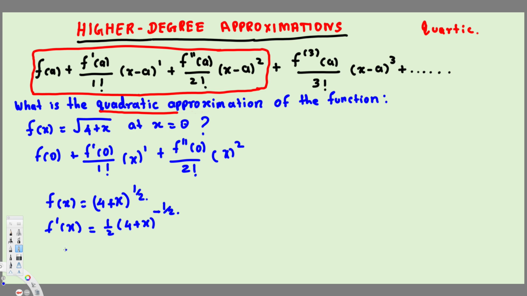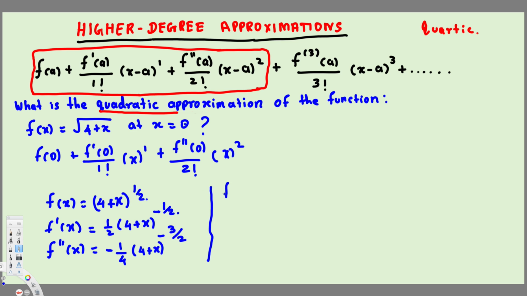Let's take the second derivative. F double prime x is going to be negative half times positive half, that's going to give us negative 1 over 4 plus x, and if we subtract 1 from this power, that's going to give us negative 1.5 or negative 3 over 2. Both of them are the same thing. Now we have found the derivatives.